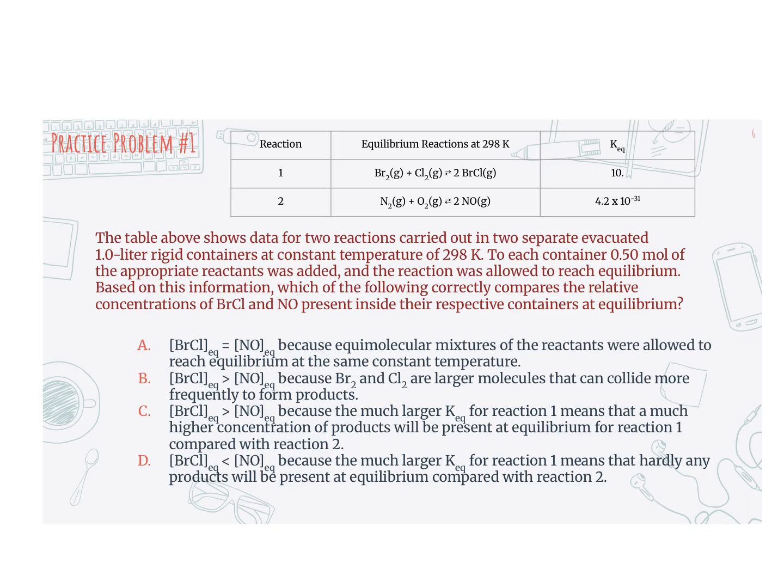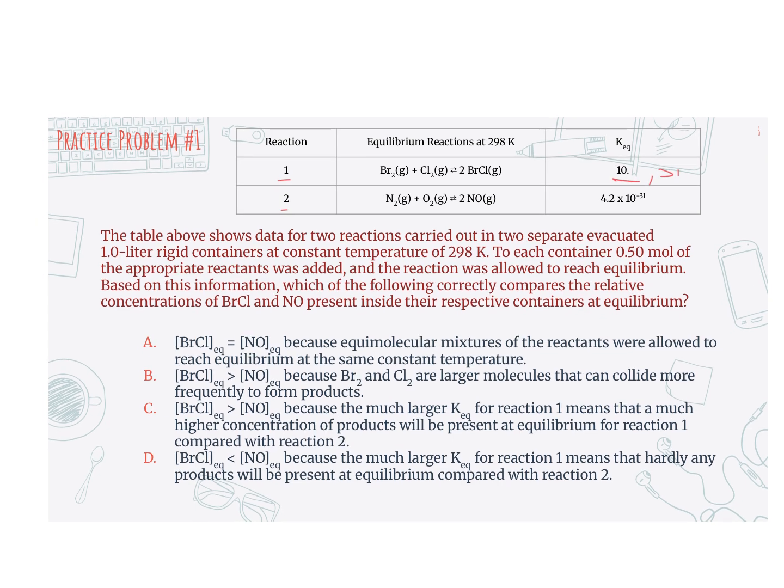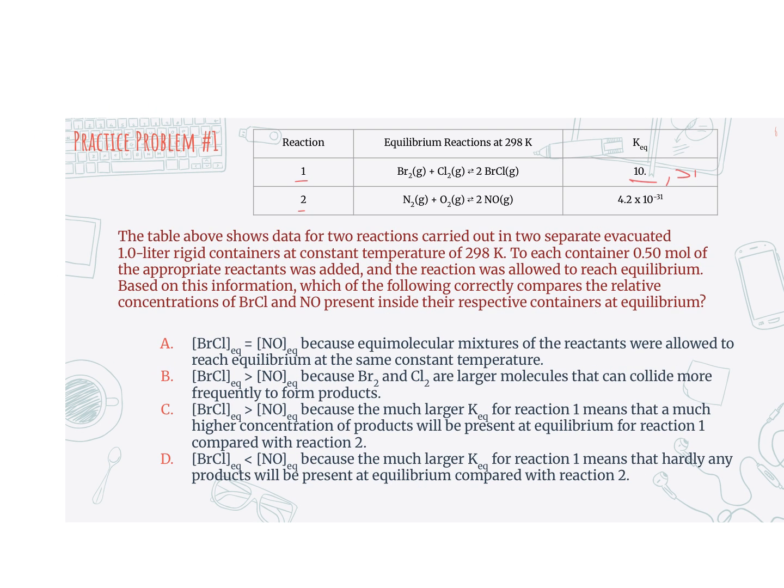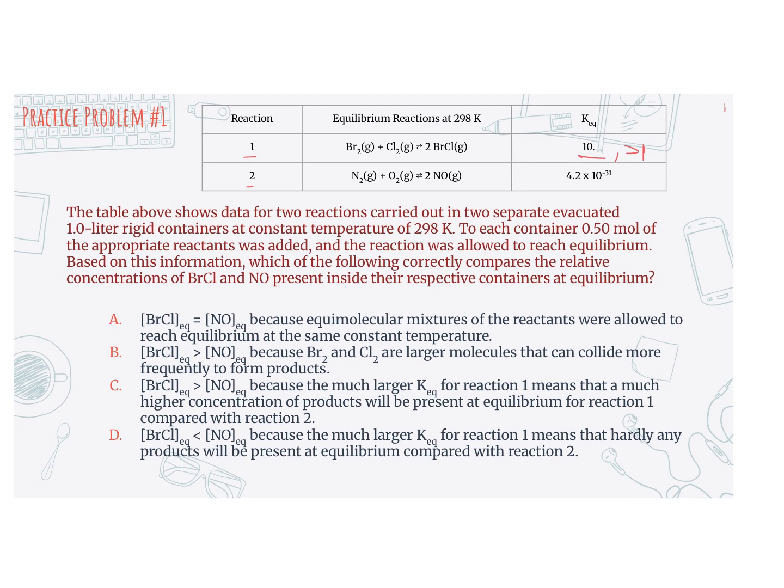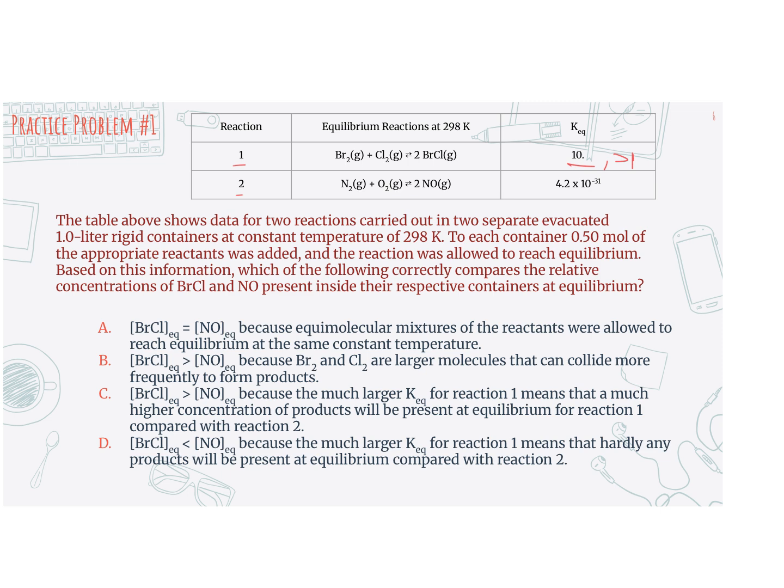So let's look at this one AP problem together. And so what we have here are two reactions, 1 and 2. In the first one, we have Br2 plus Cl2 makes 2BrCl, and that has an equilibrium constant of 10. Keep in mind that this is greater than 1. In the second reaction, we have N2 plus O2 makes 2NO. And this is our equilibrium constant, 4.2 times 10 to the negative 31. If we look, this is significantly smaller than 1.